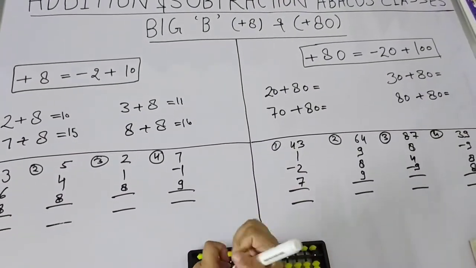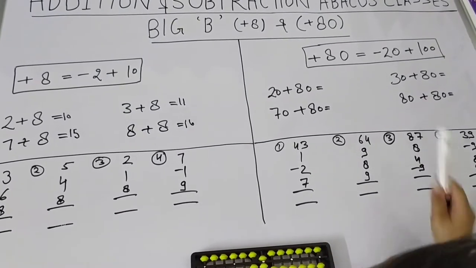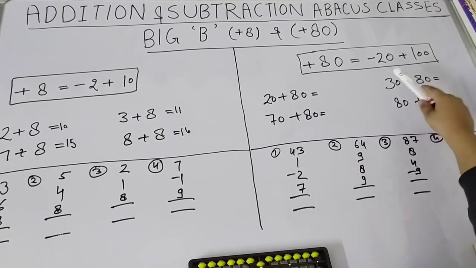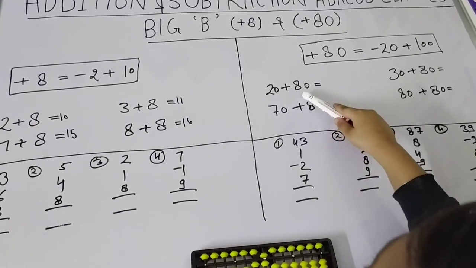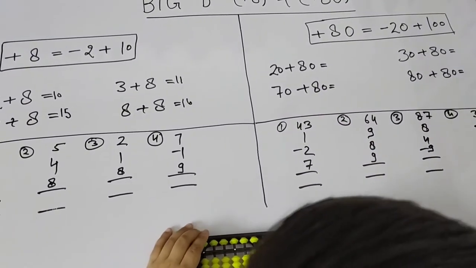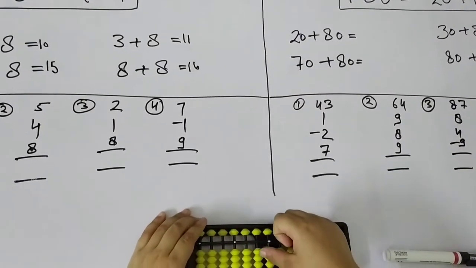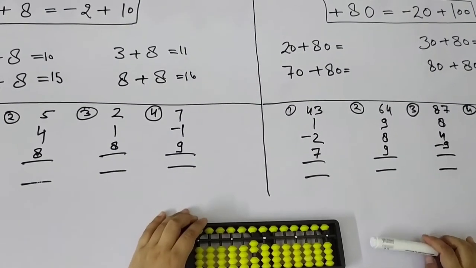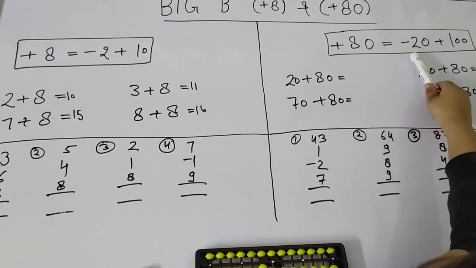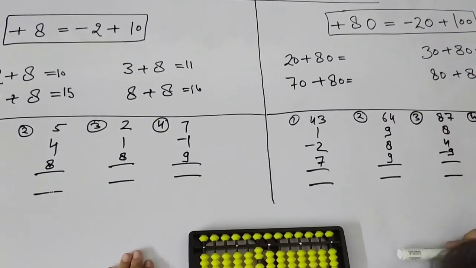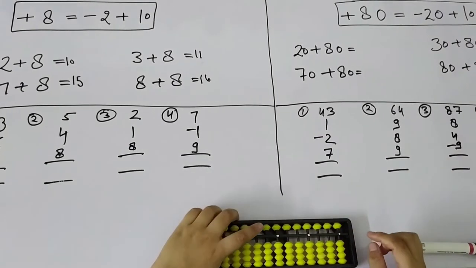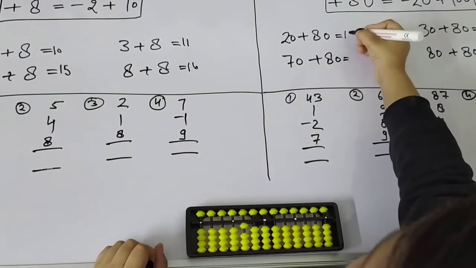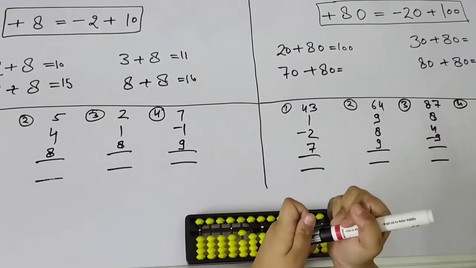Moving to the second part. Here is the formula of 80: minus 20 plus 100. First question is 20 plus 80. 20. Now how do we do 80? We can use the formula of 80. Here's the formula of 80: minus 20 and plus 100. We got our answer 100. We have written 100.